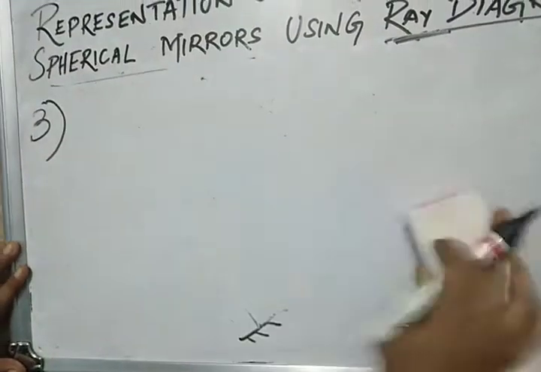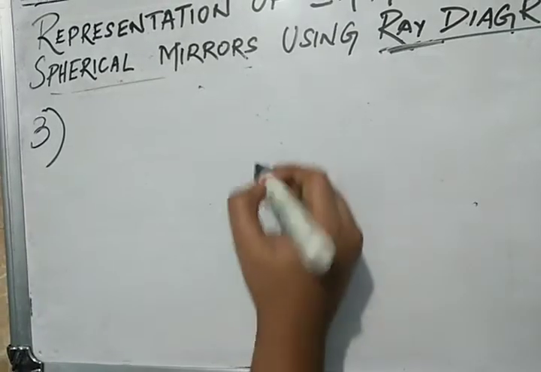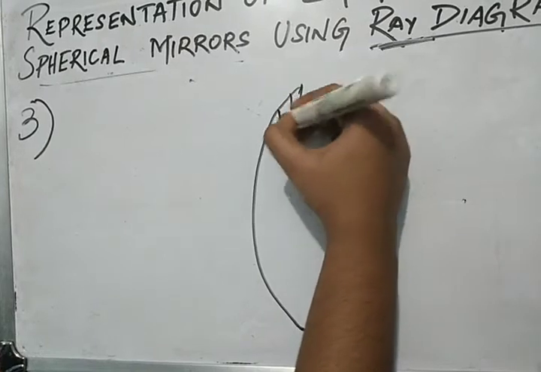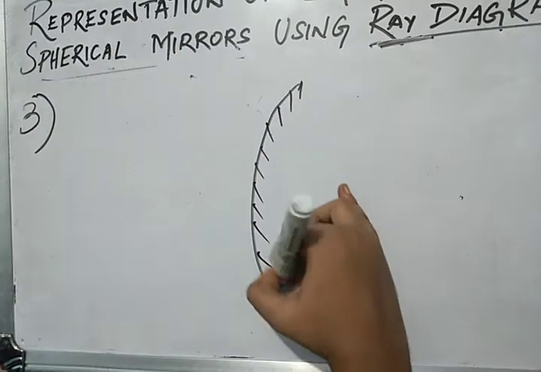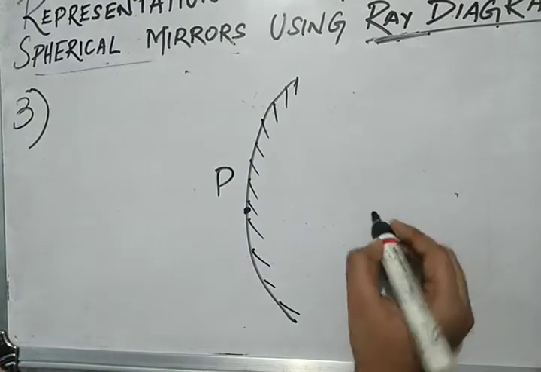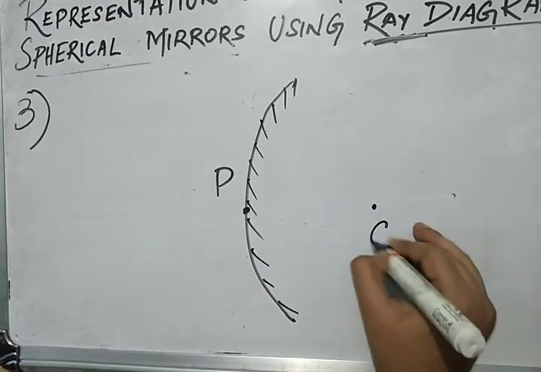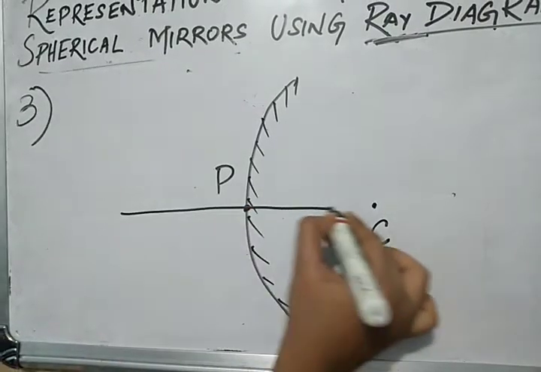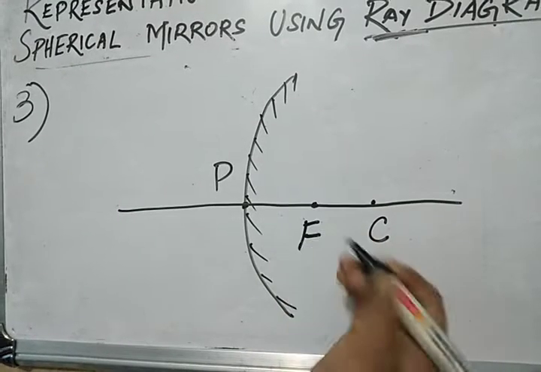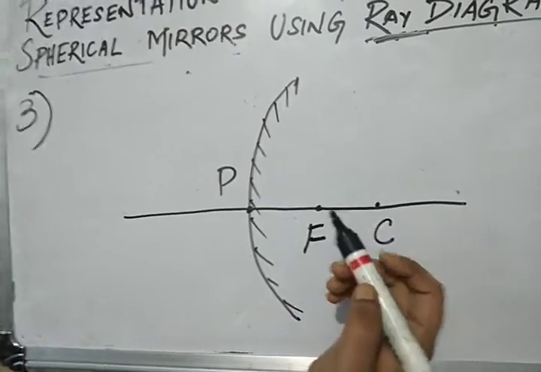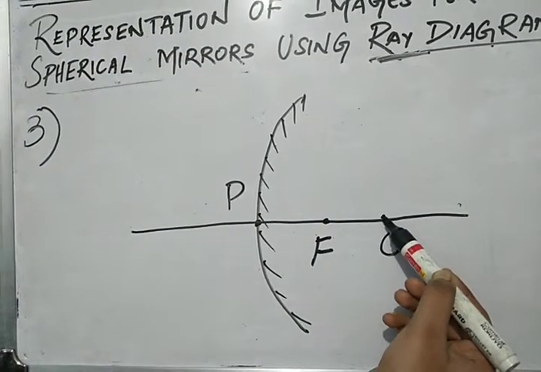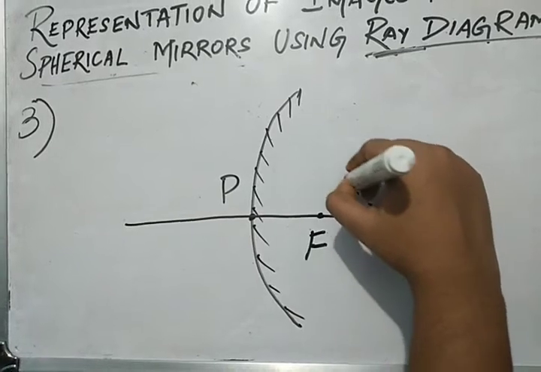Now in case of a convex mirror, what happens? This is the convex mirror. This is the rough surface. Since no reflection takes place here, I draw the oblique lines over here. This is the pole. This is the center of curvature, principal axis, principal focus. Alright. Now a ray which appears to be emerging from this center of curvature. Alright, it appears to be emerging from here.